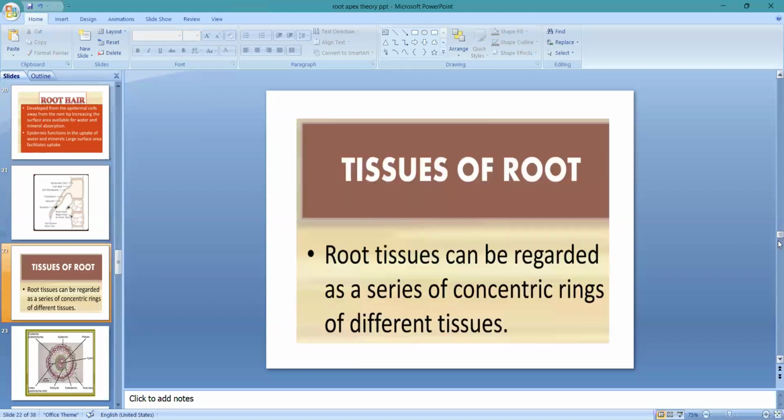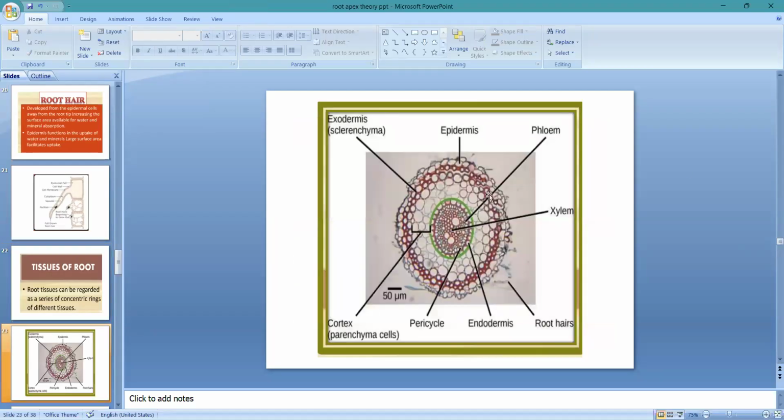Tissues of root. Root tissues can be regarded as a series of concentric rings of different tissues. See here, this is the root structure. What is in the root structure? We observed that xylem, phloem. This is the epidermis, and after that cortex. Okay, below the epidermis, that cortex is there, and endodermis and pericycle. Okay, so these are the root hairs. Already you know this is a primary structure of the root.